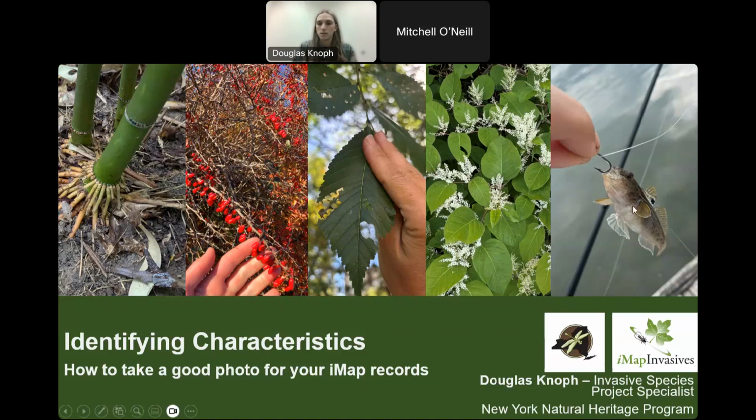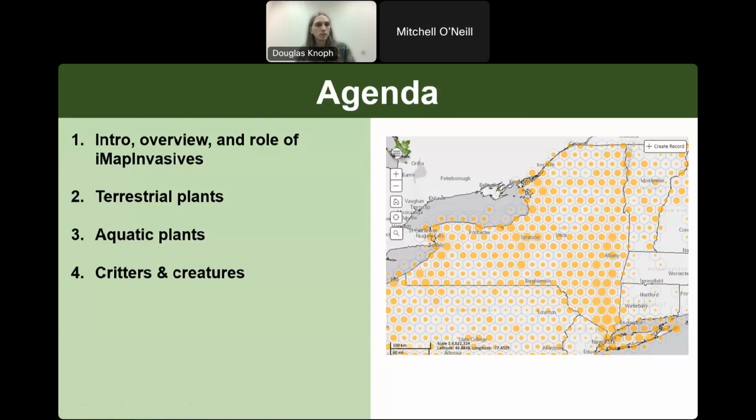And the agenda for today's presentation: we'll go over a brief overview of what iMapInvasives is and how we operate. And then we'll go through identifying characteristics for terrestrial plants, aquatic plants, and various animals, aquatic and terrestrial. For the most part, this is going to be focused on terrestrial plants, as this is what most people are often surveying for. And tips related to aquatic plants and animal species are going to be more general.